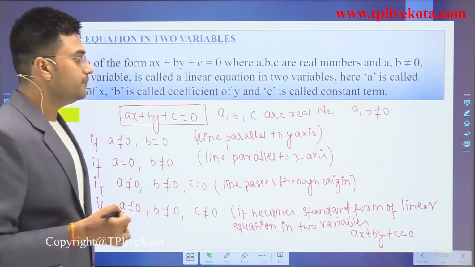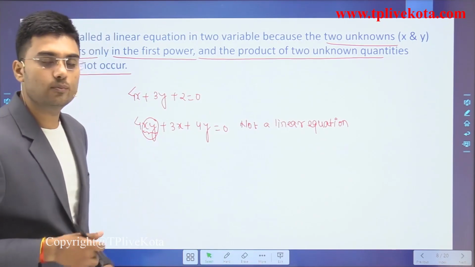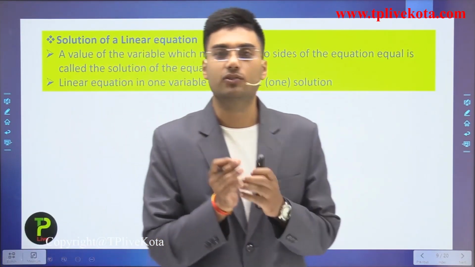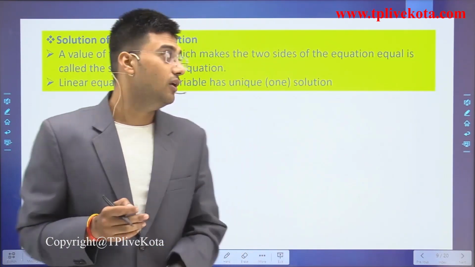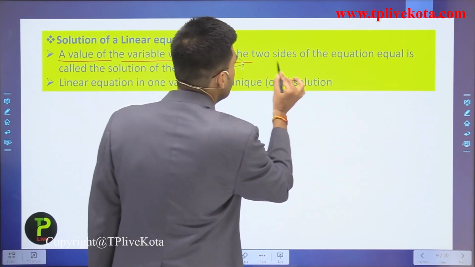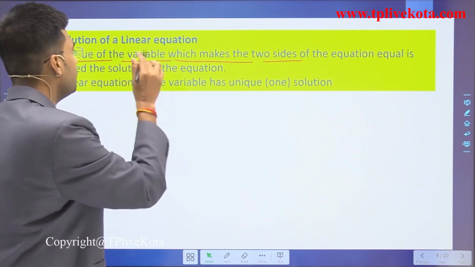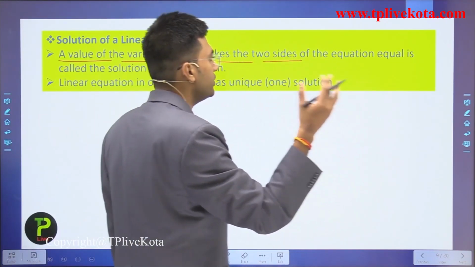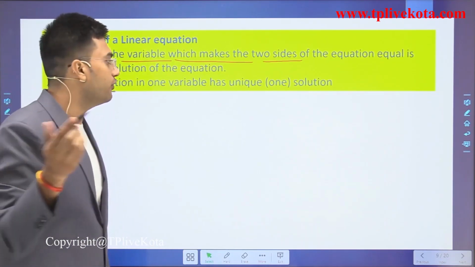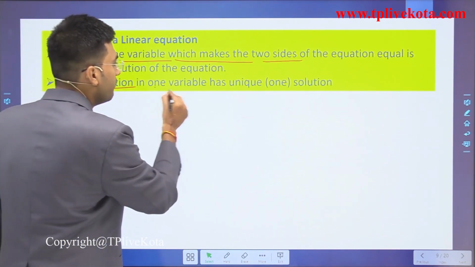Okay. So after this, let's move to the next slide, the solution of linear equations. A value of the variable which makes the two sides of the equation equal is called the solution of the equation. Clear? For example, first of all, let's talk about the linear equation in one variable.